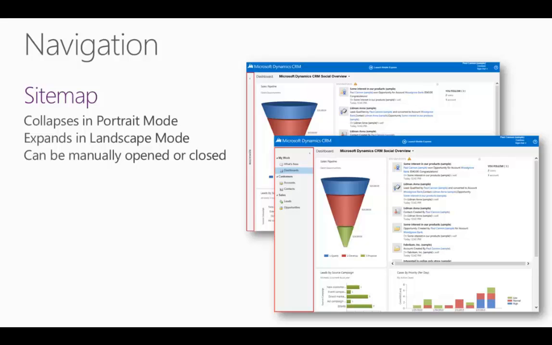When the sitemap is expanded, the surface area of the associated grid or dashboard will move to the right to appropriately fit the display. The sitemap can then be collapsed by touching the chevron located in the top right corner of the sitemap. The sitemap will also expand automatically if you switch from portrait to landscape mode. Likewise, when you switch from landscape to portrait mode, the sitemap will automatically collapse.